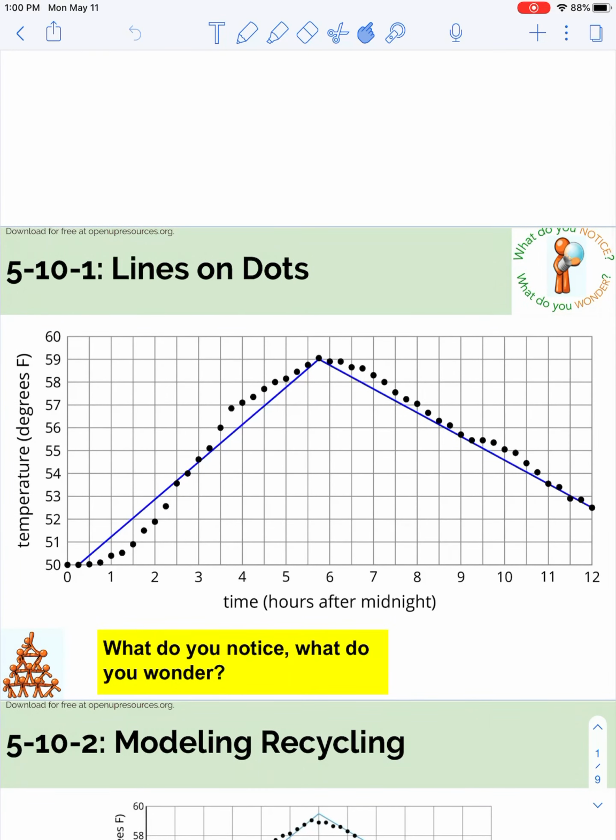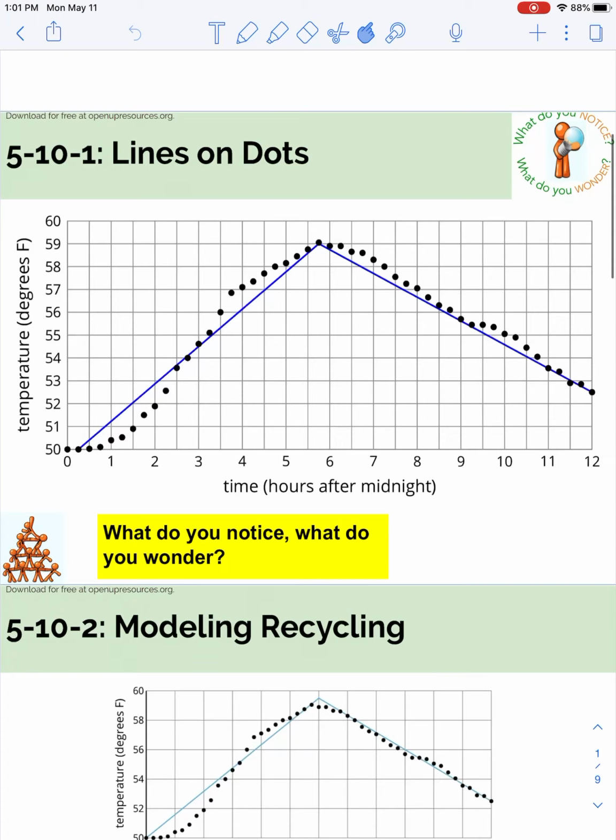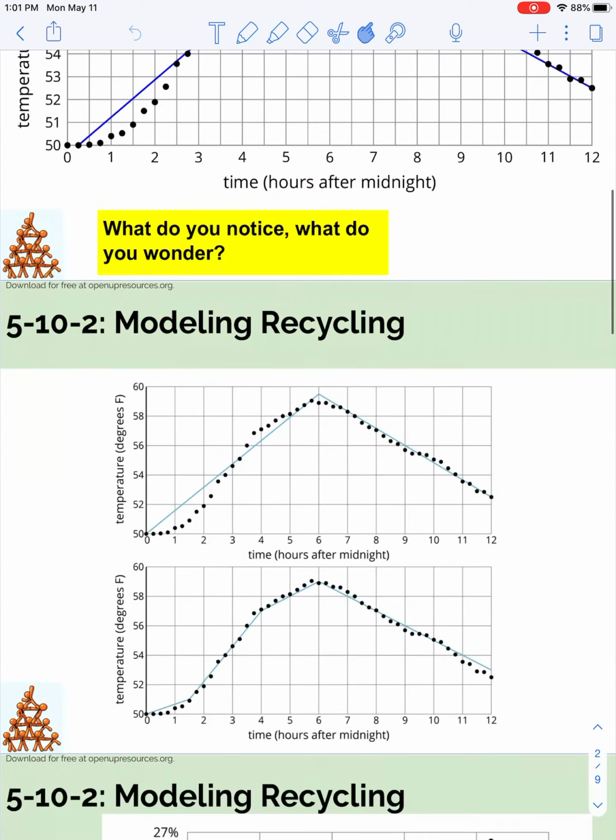Okay. So the very first activity just says, what do you notice and what do you wonder about this particular graph? You can really say whatever you want. There's no right answer. You could say things like, most of the points are not on the line. That's kind of what I notice. Something like that. The peak of this graph is at this degree in this time, something like that.